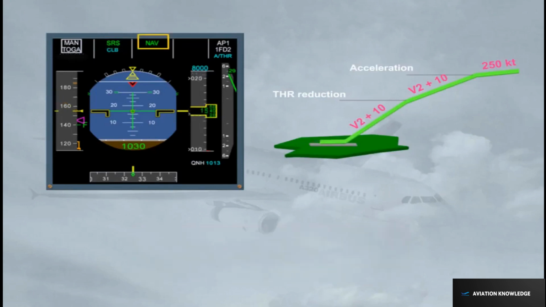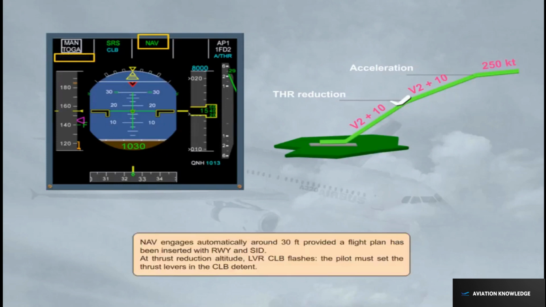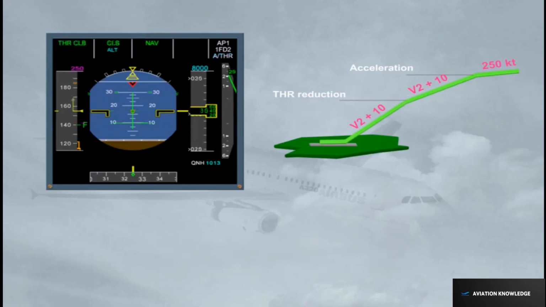Navigation engages automatically around 30 feet, provided a flight plan has been inserted with runway and SID. At thrust reduction altitude, LVR CLB flashes. The pilot must set the thrust levers in the climb detent. At acceleration altitude, the FG provides a pitch down in order to ease the acceleration towards the initial climb speed of 250 knots. Speed Reference System is replaced by climb mode.